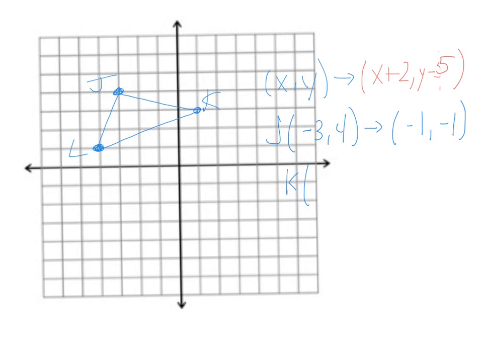Point K is at 1, 3. So that's where we started. Remember, that's the pre-image for the vertex K. And we're going to translate or slide that. We're going to move the 1 to the right 2. So it's going to be at 3. And then this y-coordinate is going to go down 5. So it's going to be negative 2. All right, I think I'm starting to get the hang of this. And the next point we have is the point L. L is at negative 4, 1.